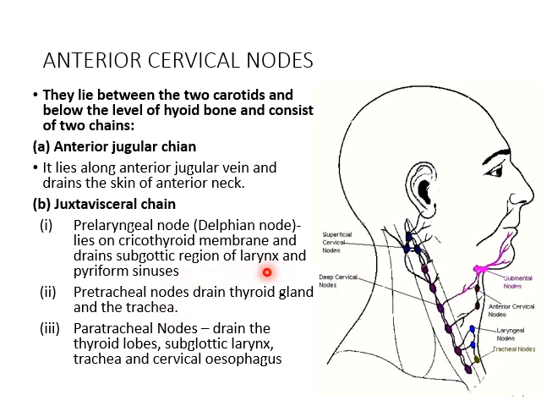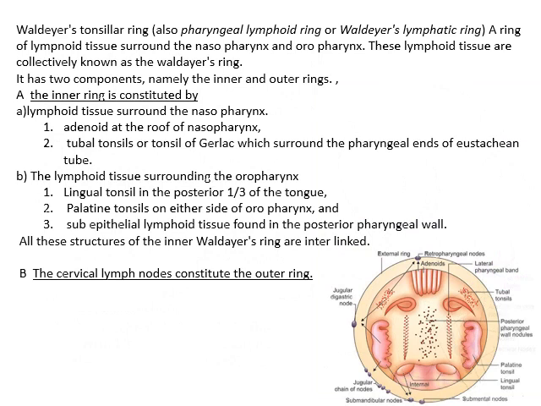Like the prelaryngeal group of lymph nodes lies on the cricothyroid membrane and drains the subglottic region of the larynx and piriform sinuses. The pretracheal group of lymph nodes drains the thyroid gland and the trachea, and the paratracheal group drains the thyroid, subglottic larynx, trachea and cervical esophagus.